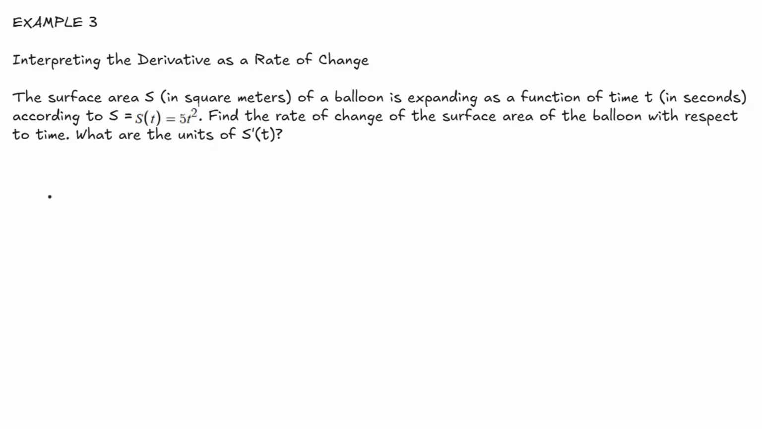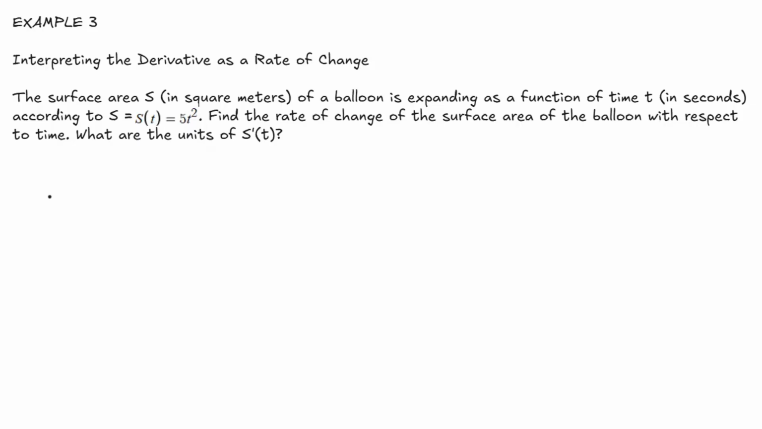One of the things we need to know is how to interpret the derivative as a rate of change. So here we have the surface area S in square meters of a balloon that is expanding as a function of time t in seconds according to S of t equals 5t squared. And we want to find the rate of change of the surface area of the balloon with respect to time t and what are the units of S prime. So an interpretation of the derivative function S prime is the rate of change of S of t.